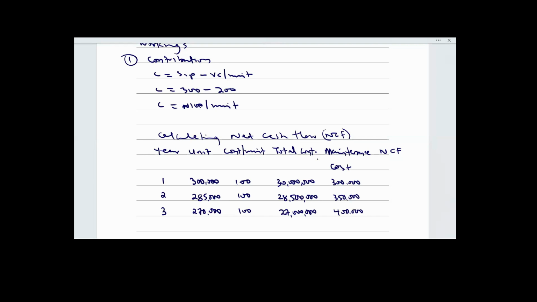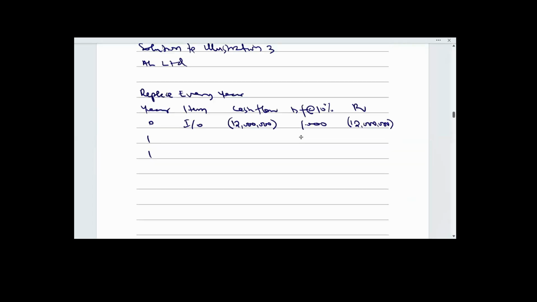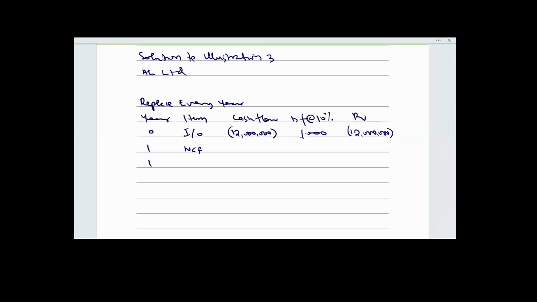Therefore, what's the net cash flow? 30 million minus 300,000 will give us 29,700,000. Again, 28,500,000 minus 350,000 will give us 28,150,000. 27 million minus 400,000 will give us 26,600,000. So this is the net cash flow that we are going to use to calculate our NPV. So year 1 cash flow, net cash flow, is 29,700,000. So discount factor of year 1 at 10% is 0.909.